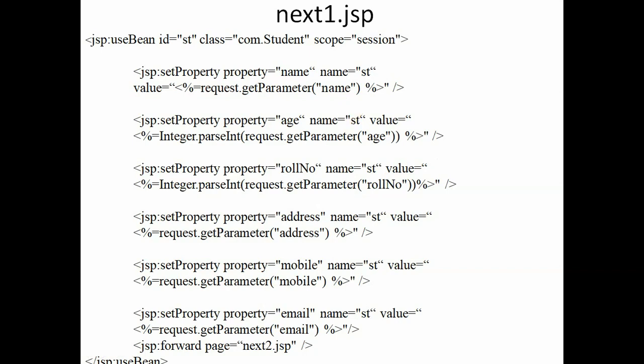So there are two methods. In the previous method we defined the object of the class, but here we will not define any object of the class directly. We are writing here jsp:useBean, so we will use these tags. हम JSP के इन टैग्स को यूज करेंगे यहाँ पे. jsp:useBean id equals st means the object is st, and the class name is com.student and scope is session.